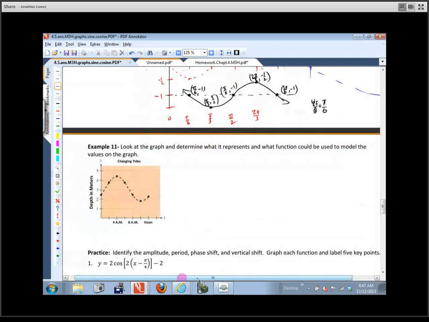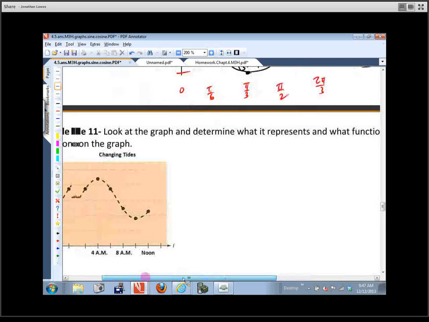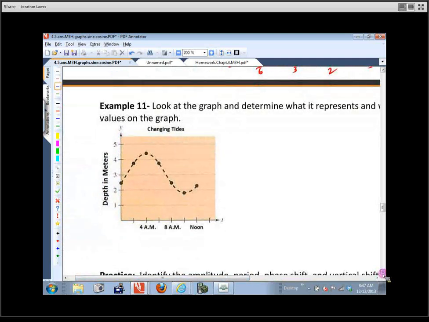Okay, let's take a look at this next one, and then I'll tell you what I want you to do tonight. Okay, so it says, look at the graph and determine what it represents and what function could be used to model the values on the graph. Okay, so this problem is a little bit backwards from what we've been doing. They give us the graph and they want us to figure out roughly what this would be. And it kind of looks like it has one full cycle. Kind of looks like it maybe starts a cycle about right there and ends about right there. But that's certainly not along the center line.